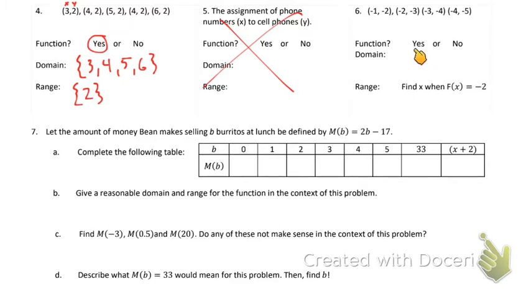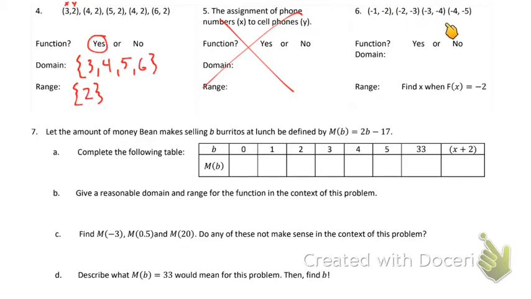Okay, let's look at number 6. Again, we have item -1. What's the price of item -1? -$2. So -1 has one price. Any other -1s that have a different price? The answer is no. -2 has a price of -$3. Do I have any other -2 items with a different price? Nope. -3 has a price of -$4.